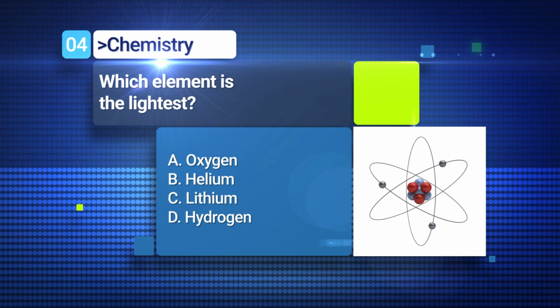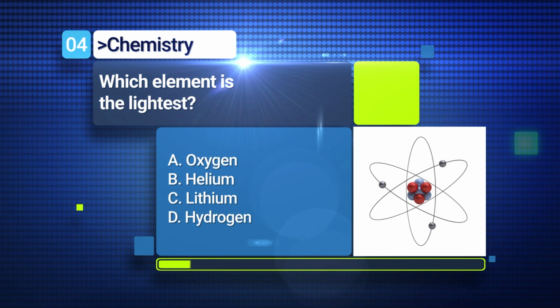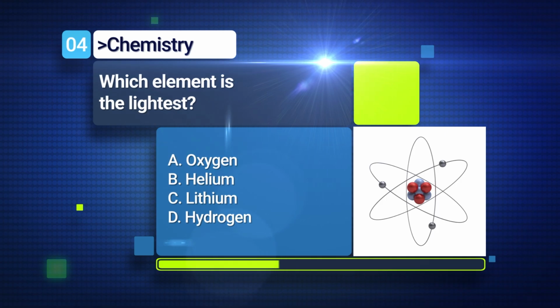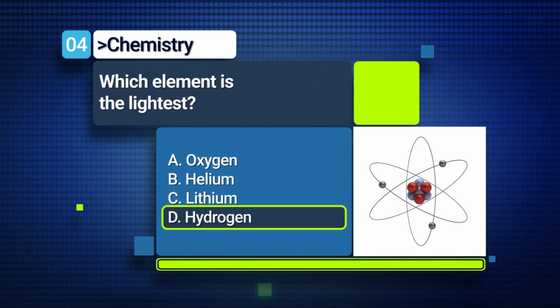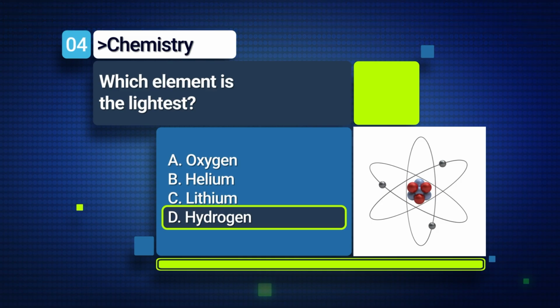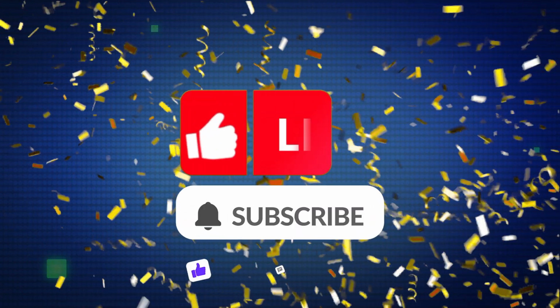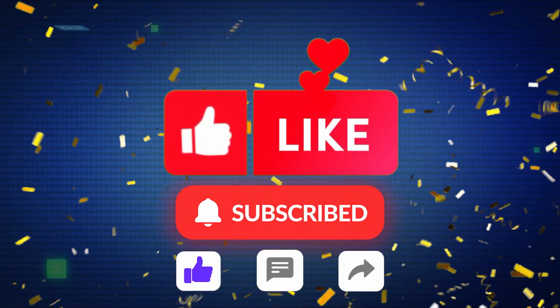Which element is the lightest? A. Oxygen, B. Helium, C. Lithium, or D. Hydrogen? The answer is D. Hydrogen. If you got this 4 right too, you're a chemistry genius.